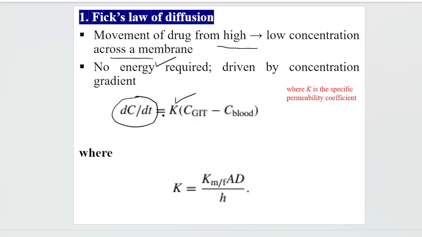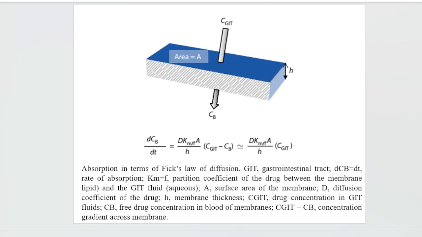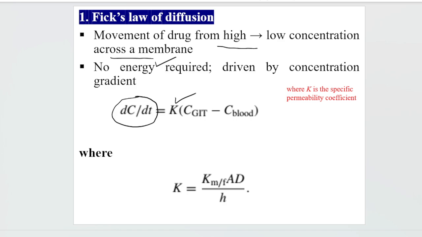Here K is the constant called the permeability coefficient, and it is equal to K_m/f times D times A over h, where K_m/f is the partition coefficient between the membrane and the fluid, or between the oil and the water phase, A is the area of the membrane, D is the diffusion coefficient, and h is the thickness of the membrane. So basically the rate of change of drug concentration inside the blood is increasing when you administer the drug.